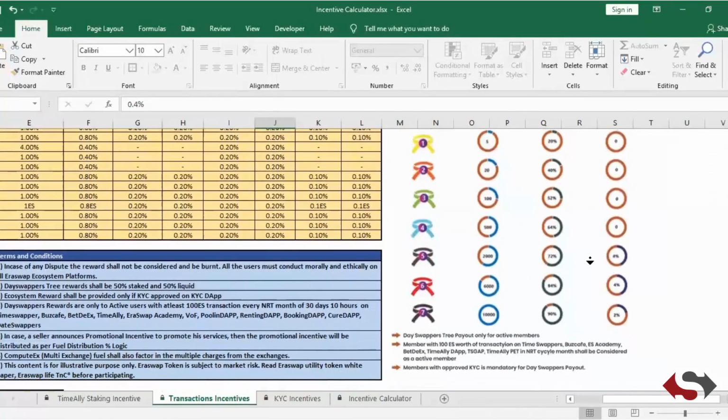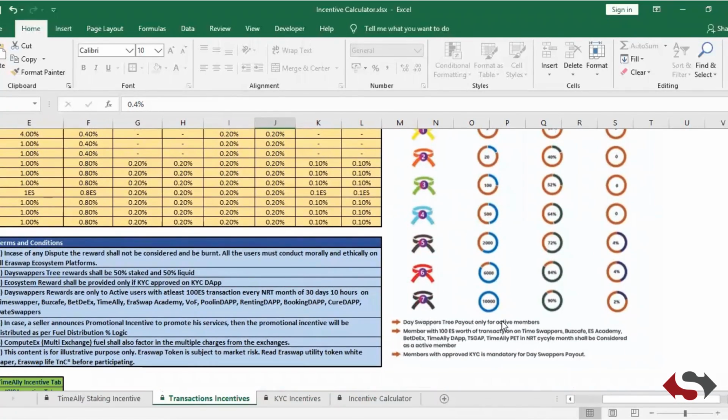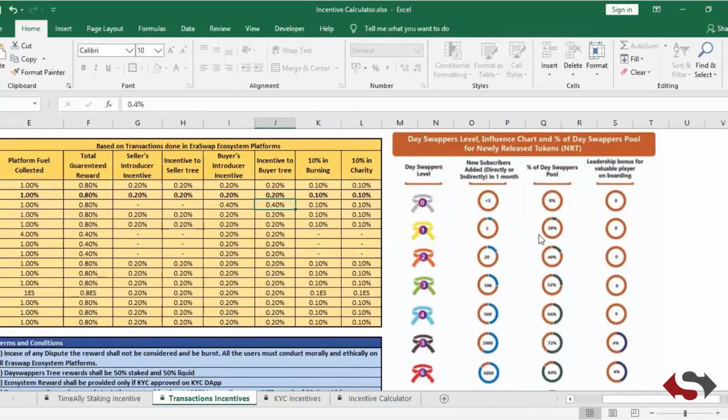So here you can see that the day swapper tree payout is only for active members. Members with 100 ASAP transactions on any of these platforms are only applicable as an active member. Members with approved KYC is mandatory for day swapper payout. So in order to receive the day swapper payout, you need to have KYC and be active.